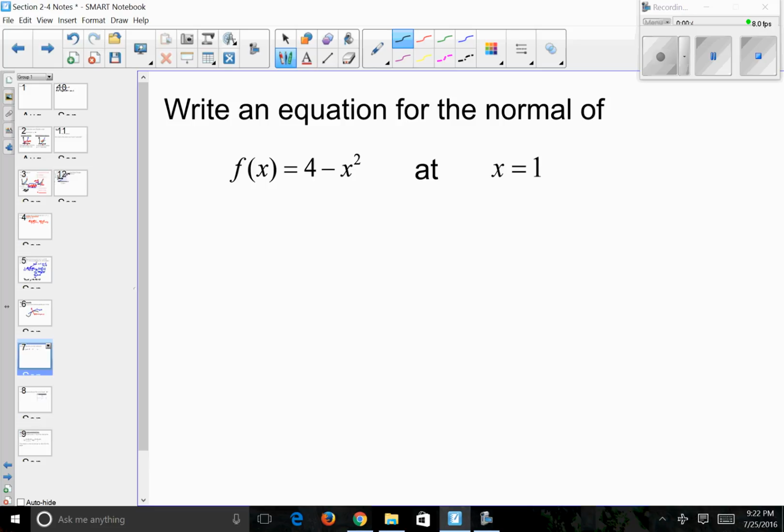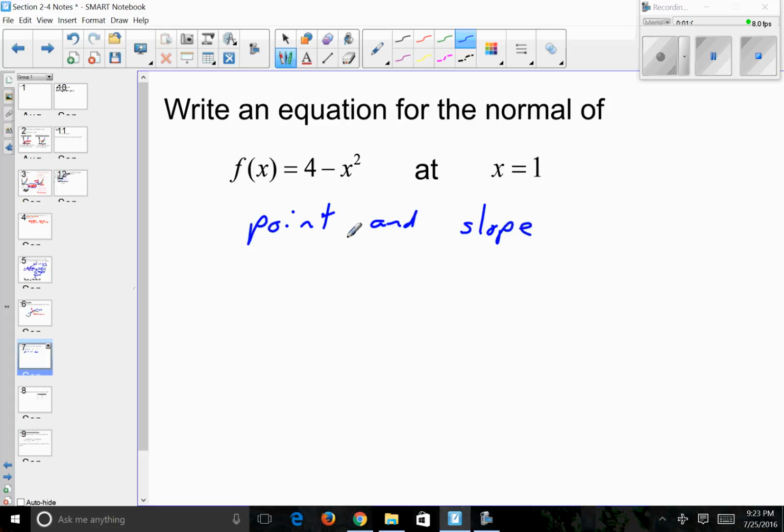So if we wanted to find the equation of a normal line, which I know sounds a little strange that way, but that's what it's called, normal meaning perpendicular to the tangent line. It is a line, so that means we do need to know a point, and we need to know the slope.